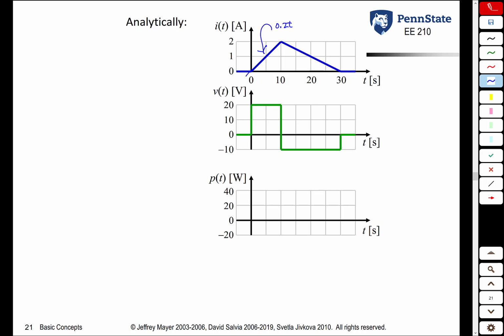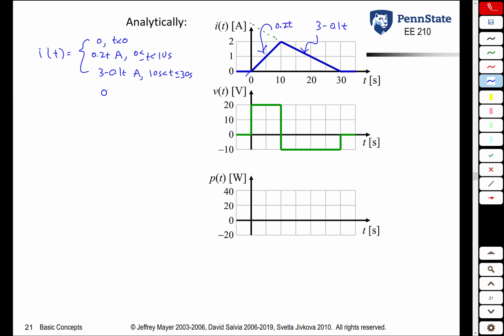This line segment here, let's extrapolate up to there, that has a y-intercept of 3. So this line segment is going to be 3, and the slope is negative 0.1, so it's 3 minus 0.1t. So I of t, if you wanted to get a mathematical expression for it, it's going to be 0 for t less than 0. It's going to be 0.2t amps between 0 and 10 seconds. It's going to be 3 minus 0.1t amps between 10 and 30 seconds.